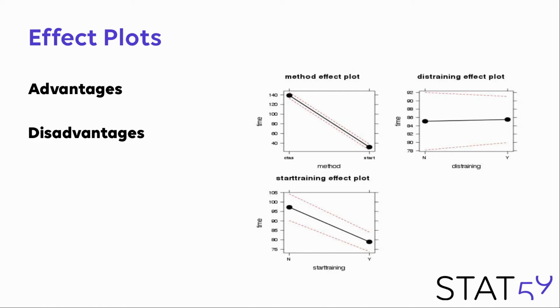What are the advantages and disadvantages here? Effect plots are an excellent way to get a very fast overall view of the importance of certain factors. So here we can see quite clearly that the triage method and the START training seem to have a pretty good effect on speed of triage, where the disaster training seems to have no effect. The problem with effect plots is that many readers may not be familiar with these plots, and it can be a little bit tricky to sort them out.